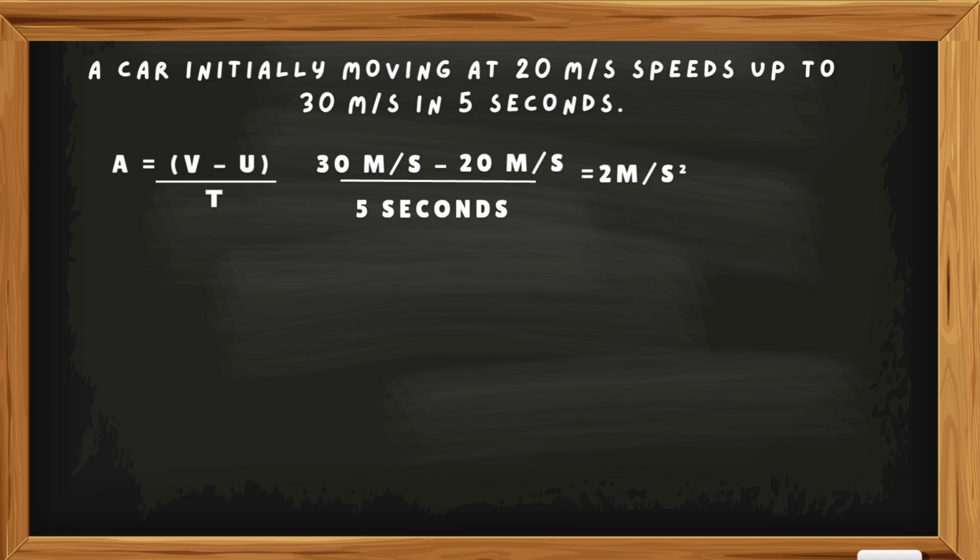So let's break down the unit of acceleration. Meter per second squared doesn't mean that the object's speed is squared. It means that the object's speed changes by so many meters per second every second. For example, 2 meters per second squared means that the speed increases by 2 meters per second each second.